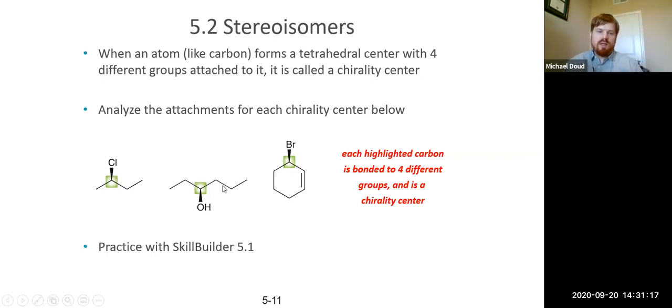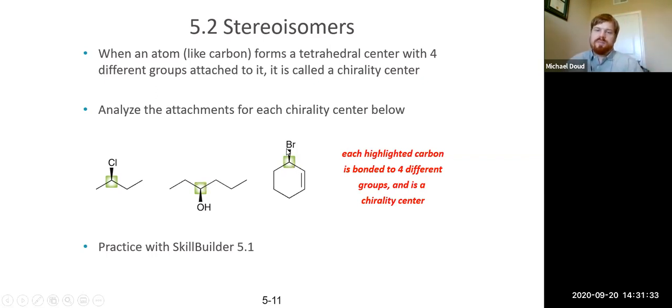Moving on. This carbon is bonded to an ethyl group, a propyl group, a hydroxyl group or an alcohol, and also to a hydrogen. So hydrogen, ethyl, propyl, hydroxyl. That's 4. That's a chiral carbon.